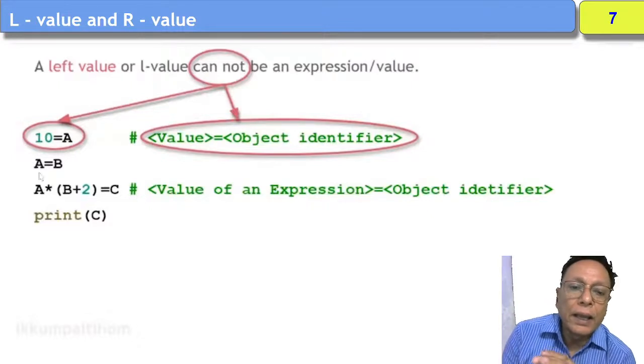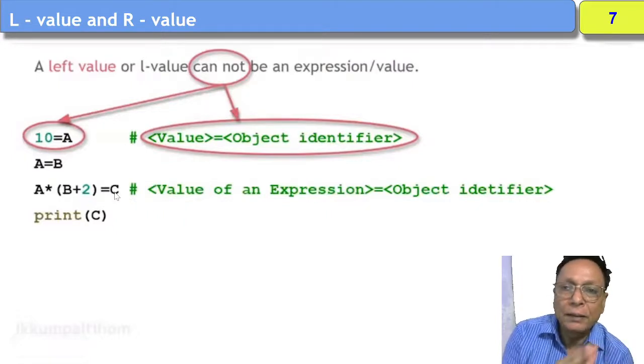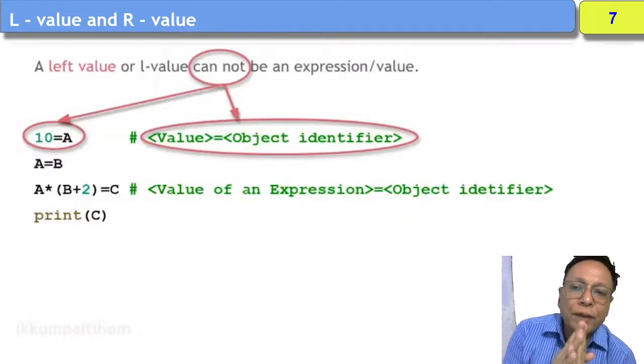So A is equal to B, there is no error. But A into B plus 2 is equal to C, here the L value is an expression, and that is why it will give you the error. So a value of an expression is equal to an object identifier, this is not possible. So the L value cannot be an expression or a value.